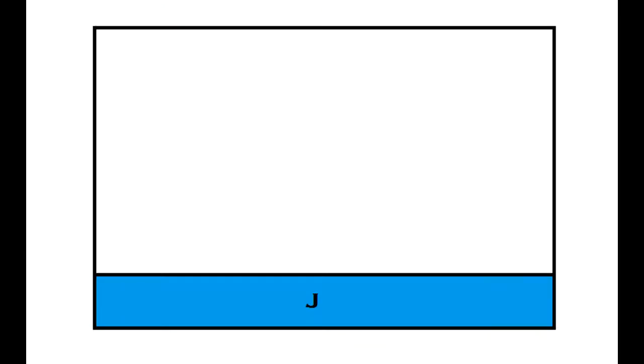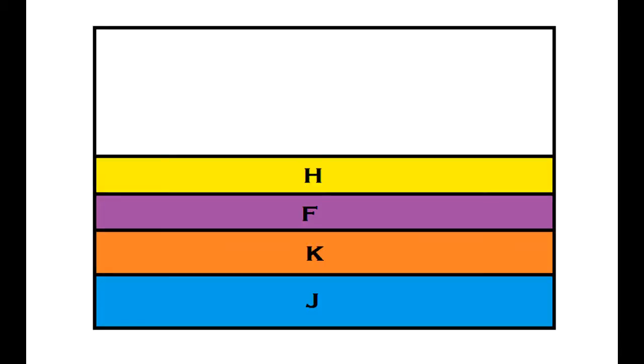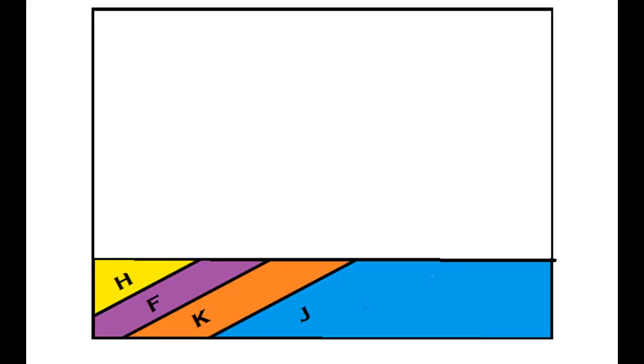Rock J is the oldest. It is below, progressively, younger strata and doesn't violate cross-cutting relationships. This is followed by K, then F, then H. After H, the sequence was uplifted to an angled orientation. After the tilting, there would be some subsequent erosion. Then we deposit rock type B.